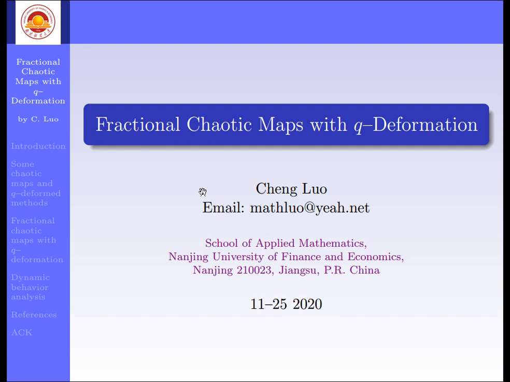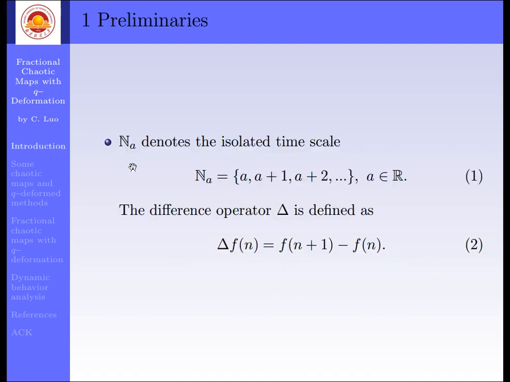The title of my presentation today is Fractional Chaotic Maps with q-deformation. First, we introduce some definitions and fractional calculus on timescale. The N_a denotes the isolated timescale. N_a is equal to a, a plus 1, a plus 2, and so on, where a is a real number. The difference operator delta is defined as delta F(n) is equal to F(n+1) minus F(n).